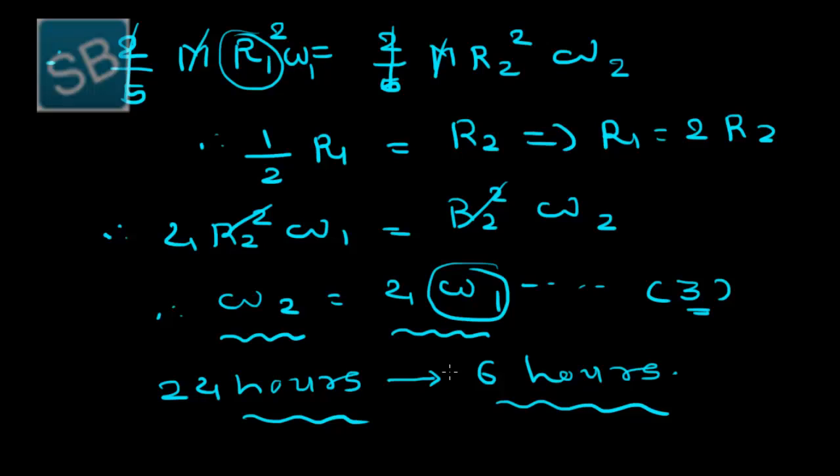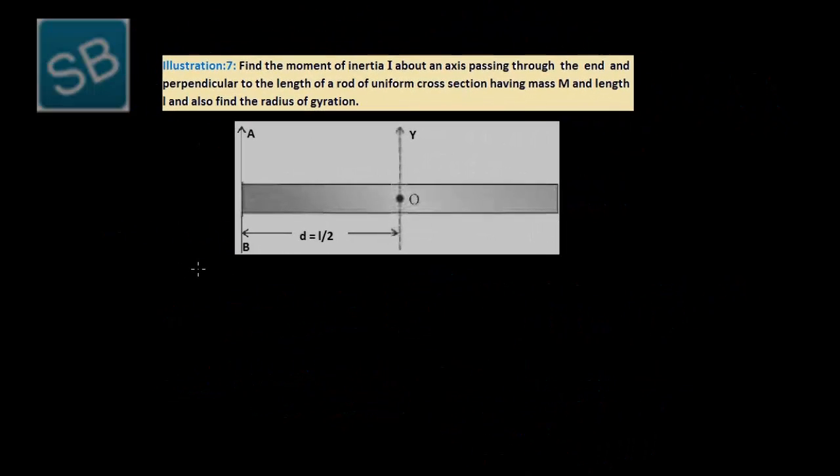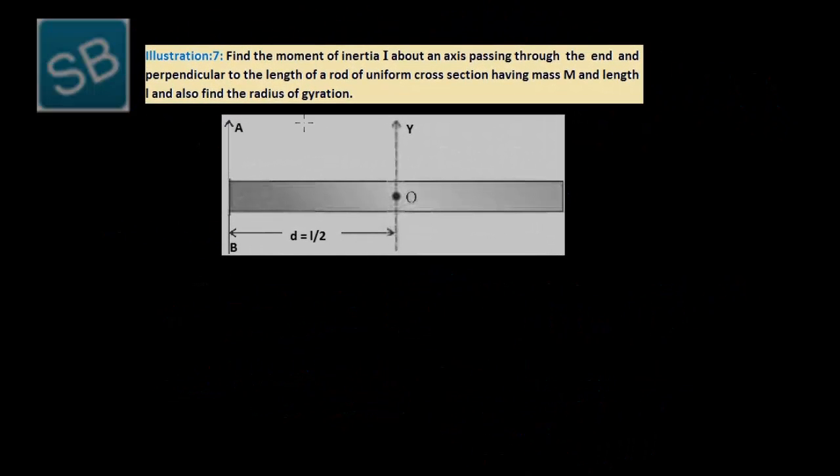Now, let's start the new topic, radius of gyration. Let's start the illustration number 7, in which we have to find the moment of inertia about an axis passing through the end and perpendicular to the length of a rod. So this is the simple example what we have considered in the above theory.